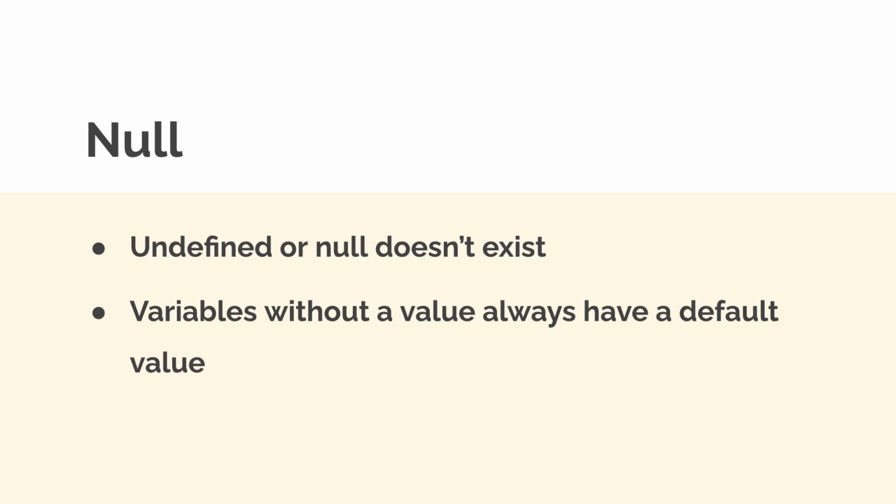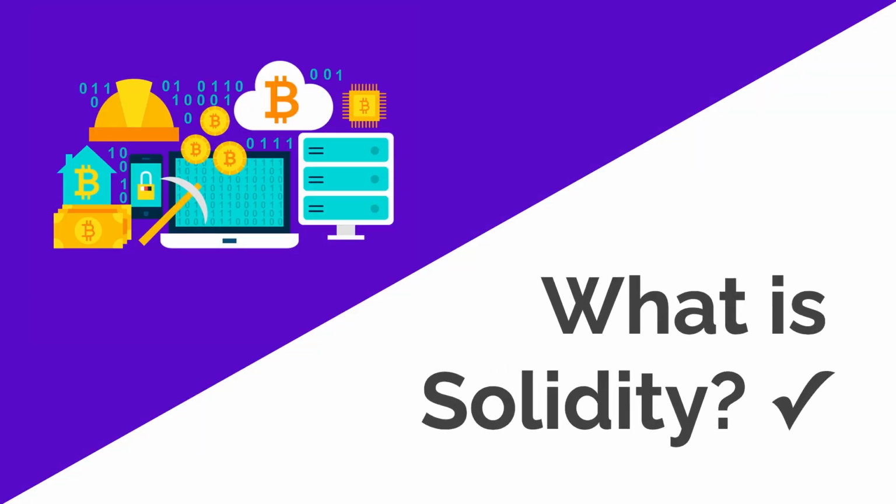In Solidity, variables that don't have a value will always have a default value depending on their data type. For example, an integer will always have by default 0 as its value, even if you don't assign it a value. And that is a quick overview of the Solidity programming language.